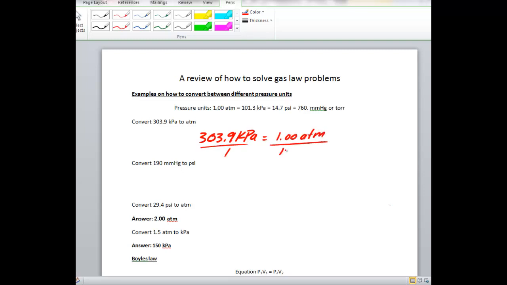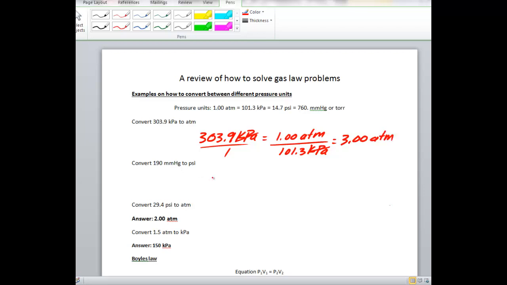is equal to 101.3 kilopascals. So what I'm able to do is say the kilopascal units cancel out, and I end up dividing 303.9 kilopascals by 101.3 kilopascals, and I should come up with 3 ATM.